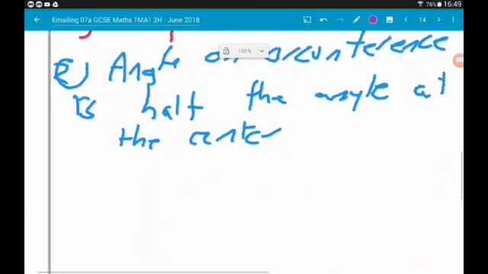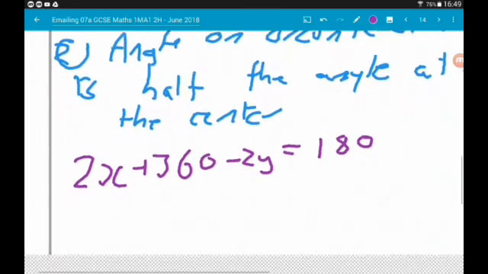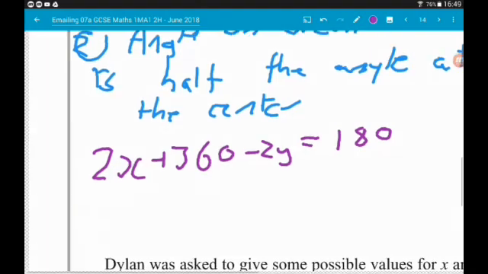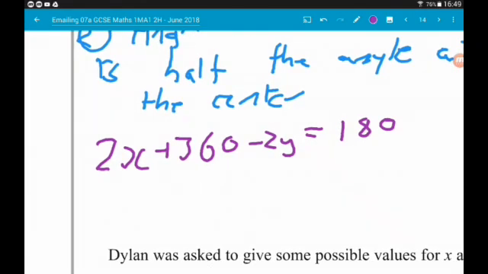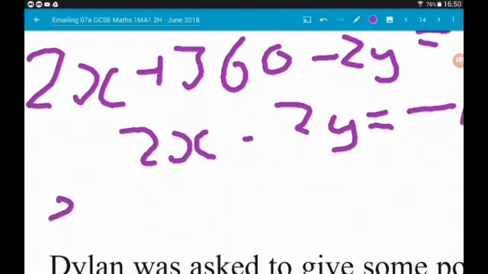So 2x add 360 minus 2y. Again, what I'm doing there is adding those three angles together. We know that is 180. So if we take the 360 away, we get 2x minus 2y is equal to minus 180. We can divide through by 2, which will give us x minus y is equal to minus 90.